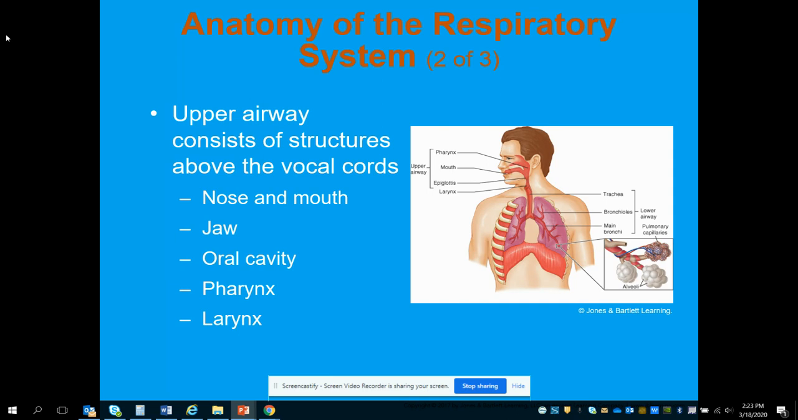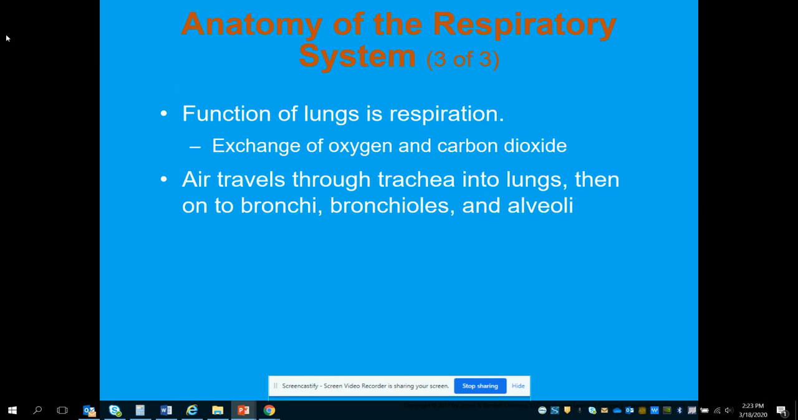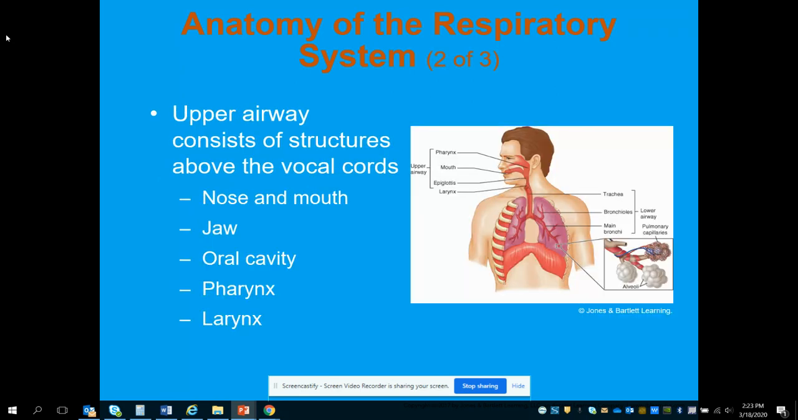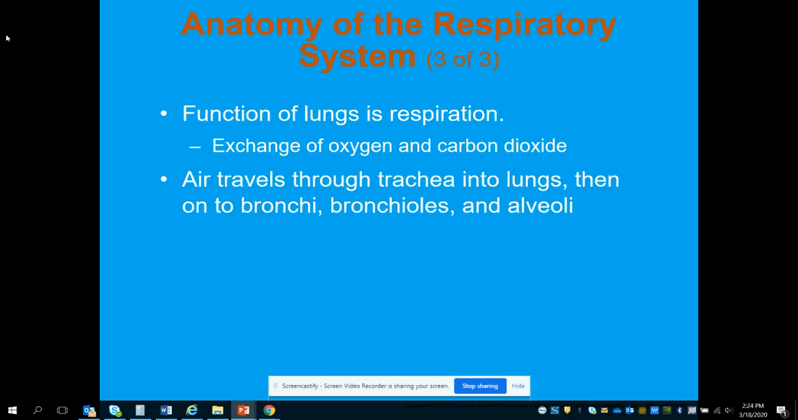So looking at the upper airway, that's going to be our mouth and nose, our oral cavity, the jaw, pharynx, larynx. And then as we move down into the lower airway, we see the trachea, which branches down at the carina, and that branches off into the right and left mainstem bronchi, becoming smaller bronchioles, and then ultimately becoming alveoli.